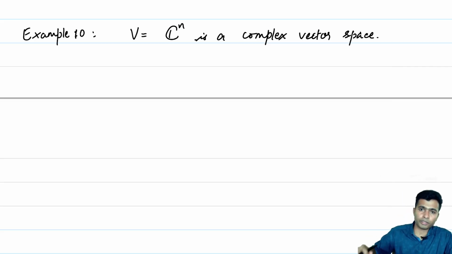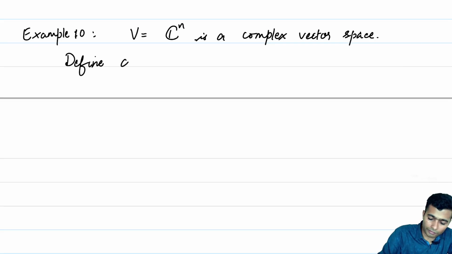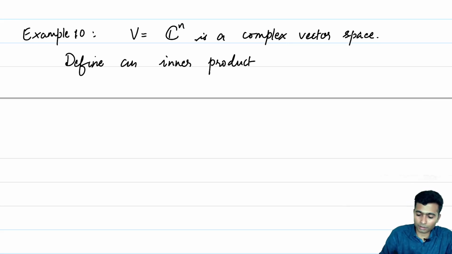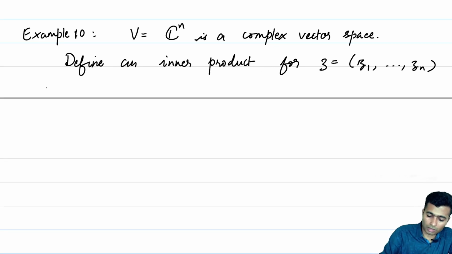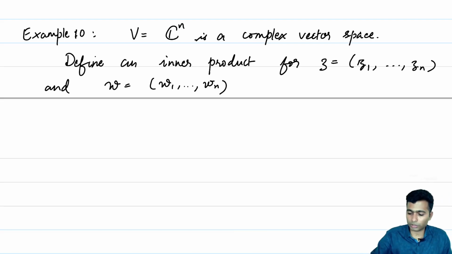The vector addition is component wise, scalar multiplication is also component wise. We would like to define an inner product on this. So let's imitate what we did in Rn. So let Z equal to Z1 to Zn, and W equal to W1 to Wn, complex numbers, both in Cn.